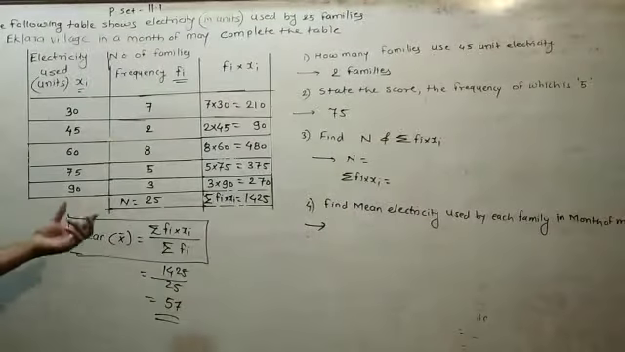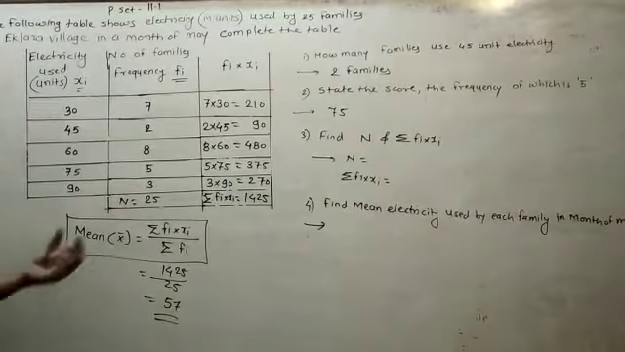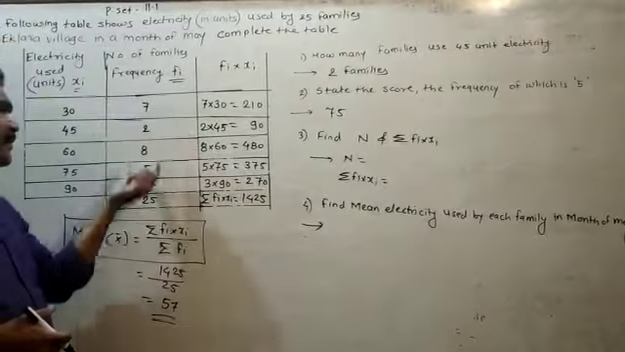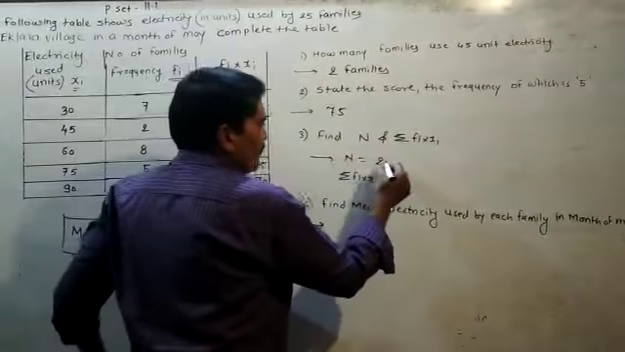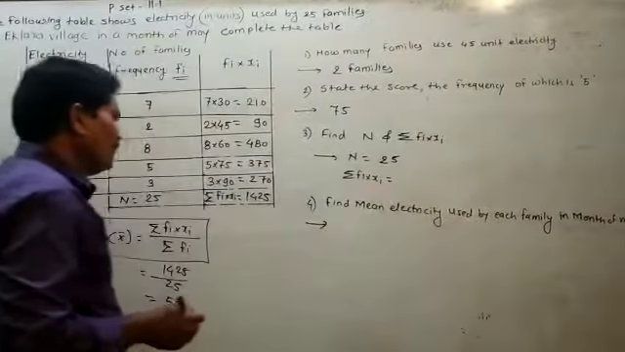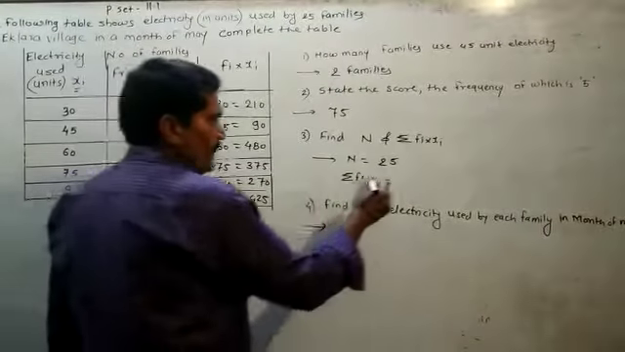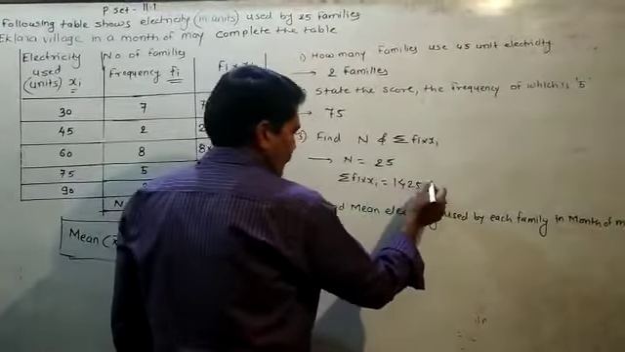Find N and sum of Fi into Xi. N means sum of all the frequencies. N is equal to 25. And sum of Fi into Xi is equal to 1425. You have to write 1425.